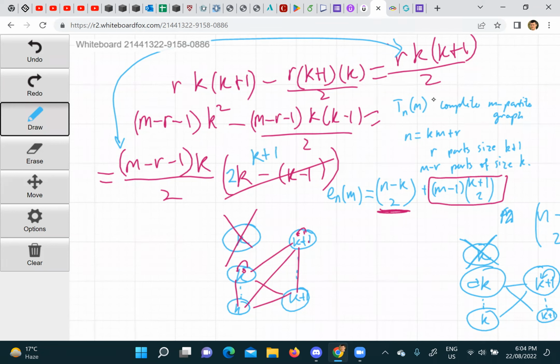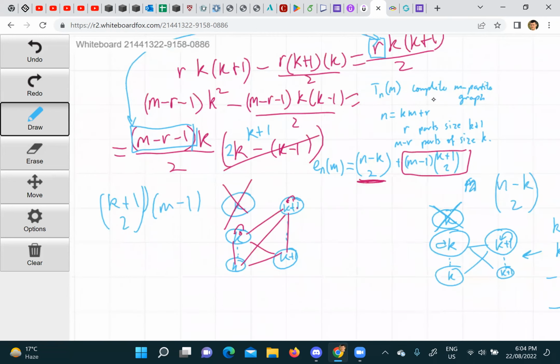So if you put them together, k plus 1 times k over 2, that's k plus 1 choose 2. And then you're just adding this part to the r, so it's m minus 1. See? m minus r minus 1 plus r is m minus 1. Okay, so then you get it.